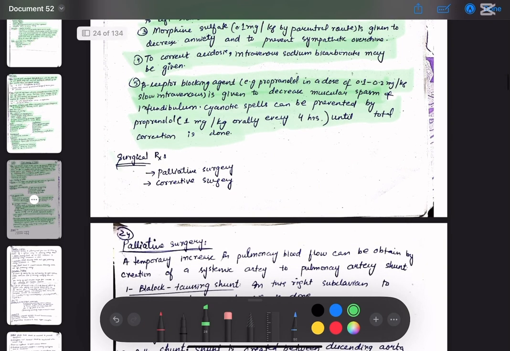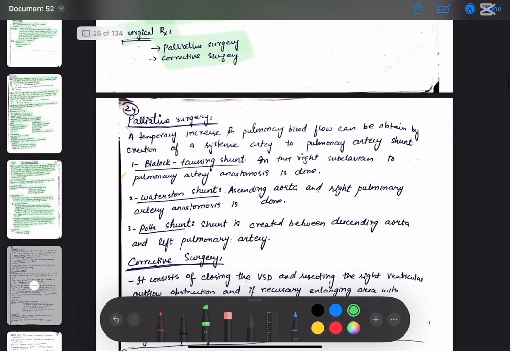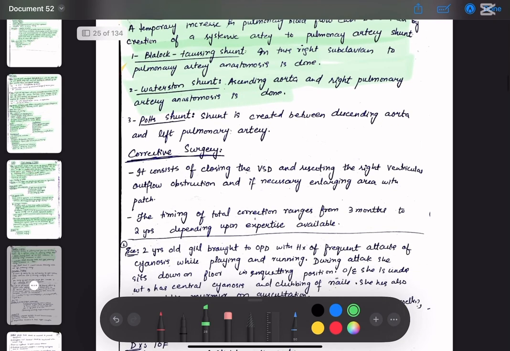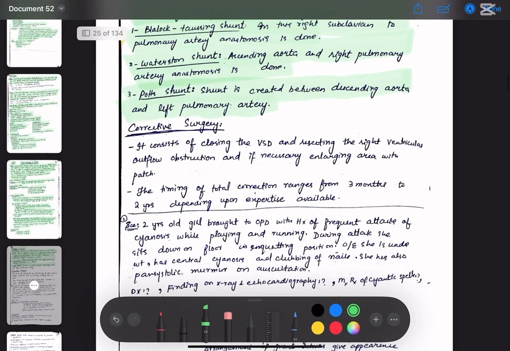The surgical treatment for tetralogy of Fallot is palliative surgery and corrective surgery. In palliative surgery, a temporary increase in pulmonary blood flow can be obtained by creation of a systemic artery to pulmonary artery shunt. In the Blalock-Taussig shunt, the right subclavian to pulmonary artery anastomosis is done. In the Waterston shunt, ascending aorta and right pulmonary artery anastomosis is done. And the Potts shunt is created between the descending aorta and left pulmonary artery.